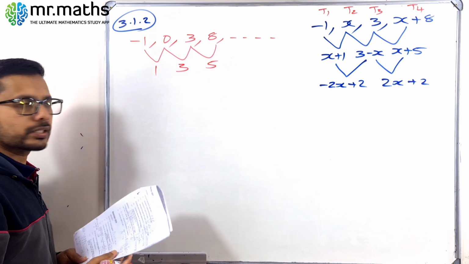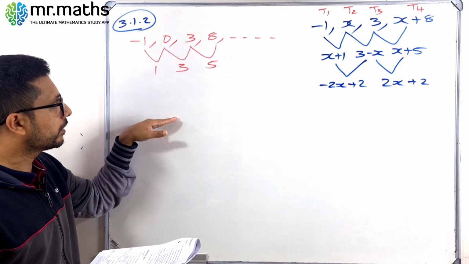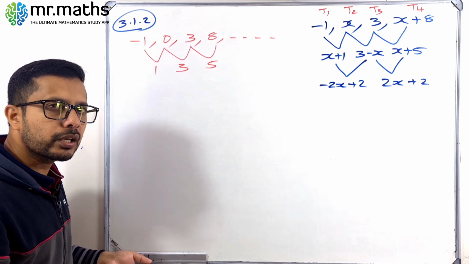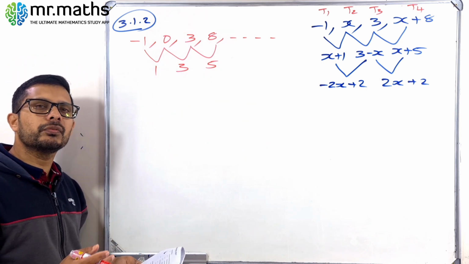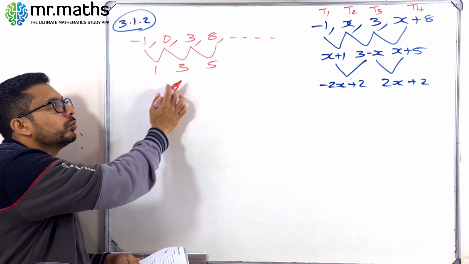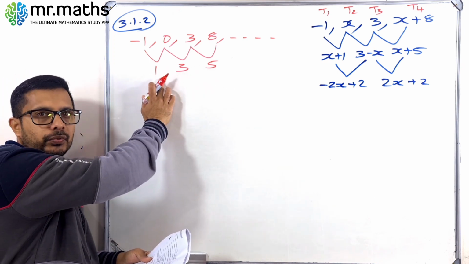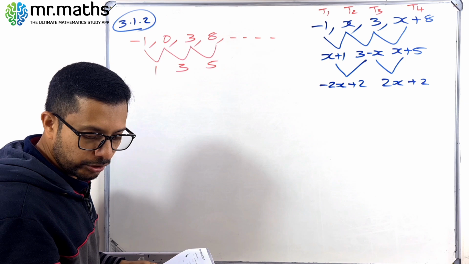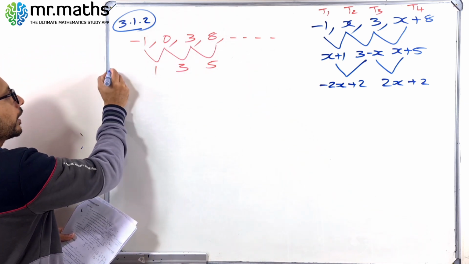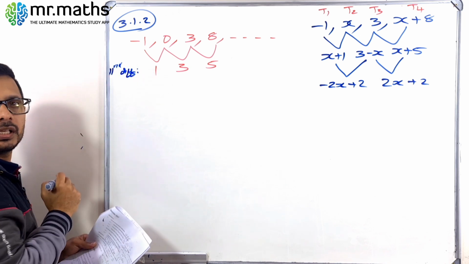So what is the first difference? 1, 3, 5. Don't forget that this is a quadratic sequence. That is why the second difference, 3 minus 1, 2, 5 minus 3, 2. You see that? In here we don't want the second difference. Anyway, the second difference is going to be the same, and it is going to be 2 here. Make sure that in your mind, what is the second difference? This one.